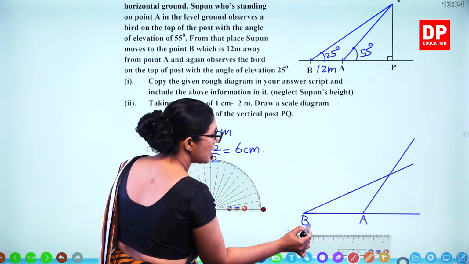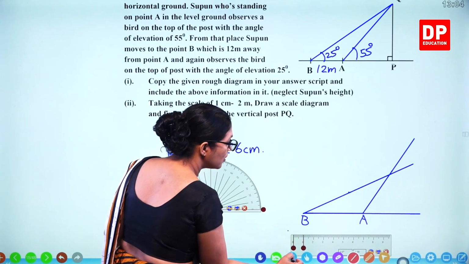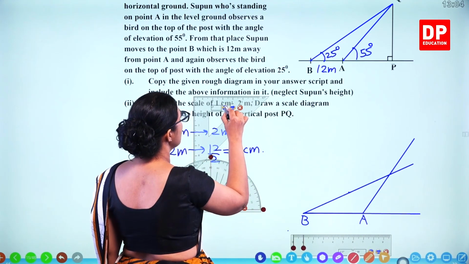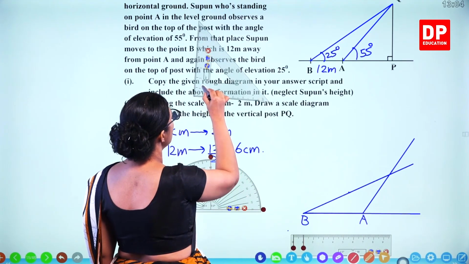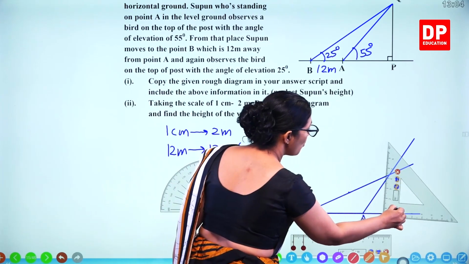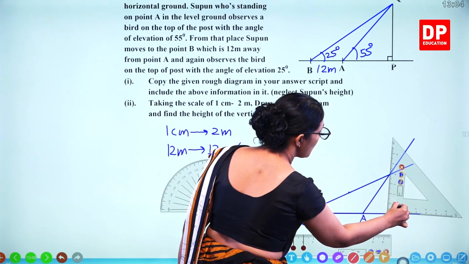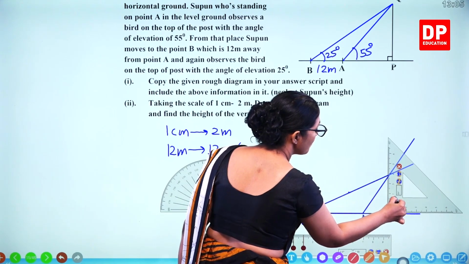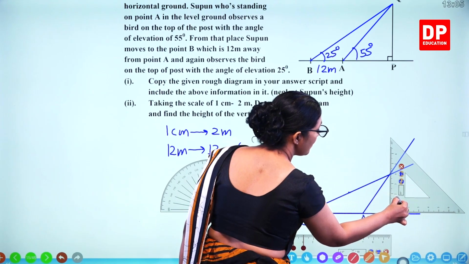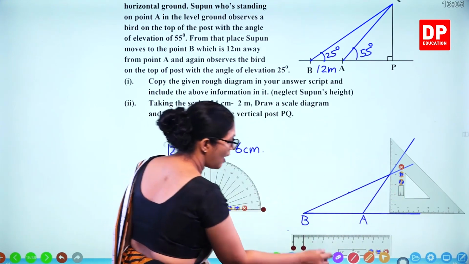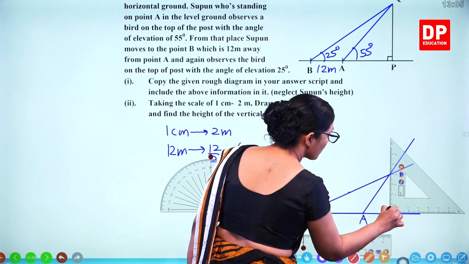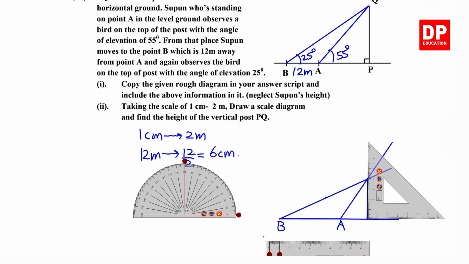And we'll take the set square and draw the perpendicular line. Otherwise you can't draw a perpendicular line properly. So we'll keep it on top of this one. Yeah, and we have to draw the line. That's the height of the building. Now draw the line. This is the height of the building.